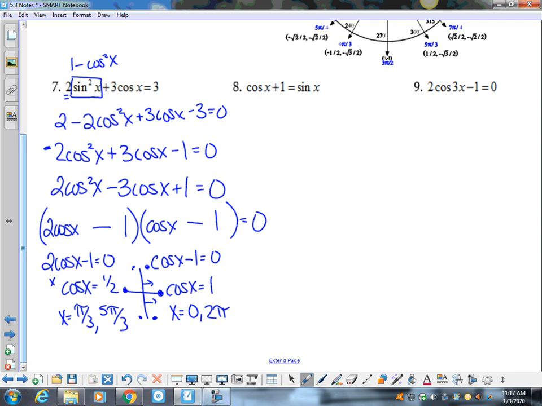Last one of these before we tweak things a little bit. Number 8. Again, I've got 2 different trig functions. On the last problem, we used the Pythagoreans to replace and get them all in terms of the same trig function. The problem on number 8 is nobody's squared, so I can't use my Pythagoreans. They're already in terms of sine and cosine.